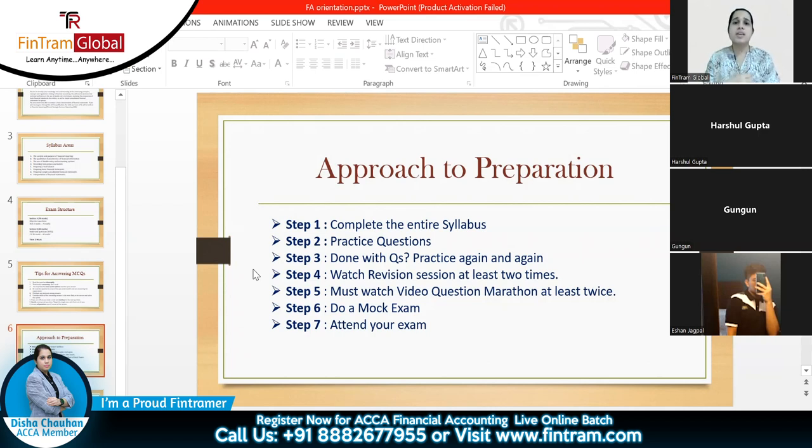If you feel you're not strong in some particular area, you should, of course, focus even more. But in general also, everything in the syllabus, all the questions, you have to completely do it on your own, not just by looking at it, but actually solving it yourself.